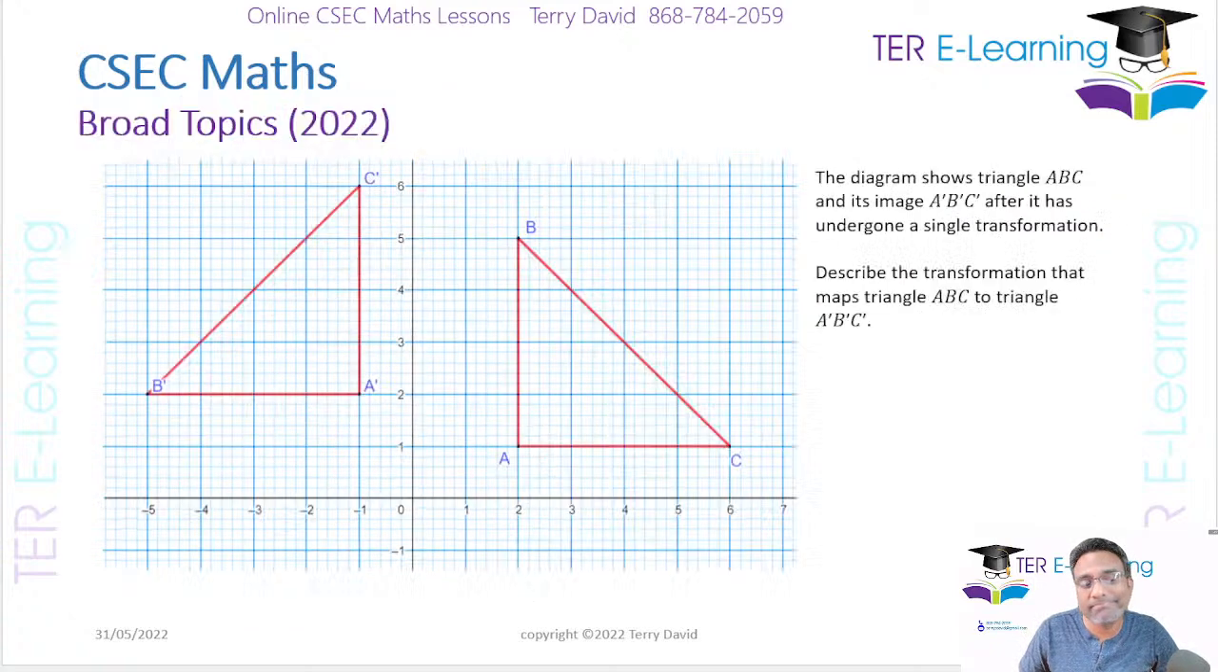Next one. So I have 2 triangles here. I have A, B, C, and I have A prime, B prime, C prime. And the question here is: describe the transformation that maps ABC to A prime, B prime, C prime. Let me see if you all can get this. In the exam, they could give you up to 4 marks for this, to describe this transformation, because there are certain things they're looking for. Let me see what you all can say.